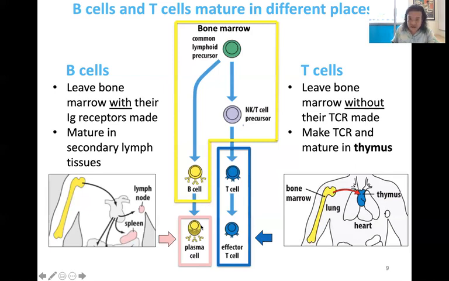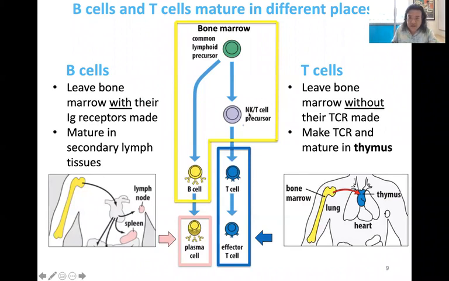So when the B cell leaves the bone marrow, right, it already has IG on its surface, and then it makes its way to secondary lymphoid tissues like lymph nodes, where they then ultimately hope, right, if they're so lucky, to be selected to become a plasma cell. So T cells are a bit different.